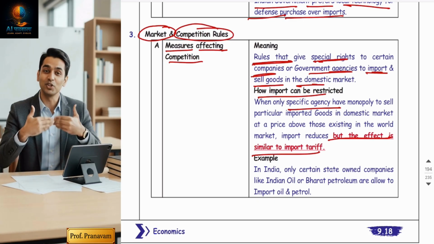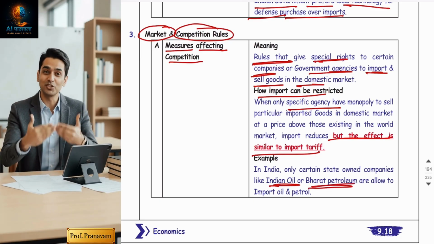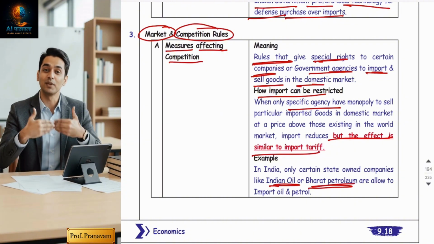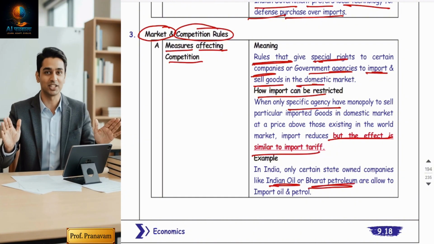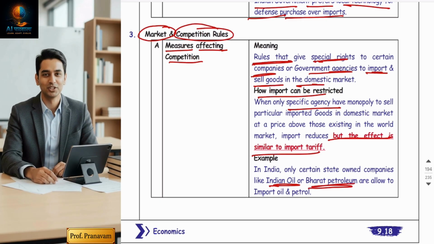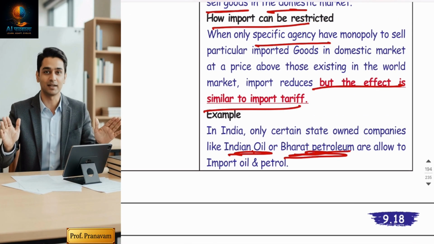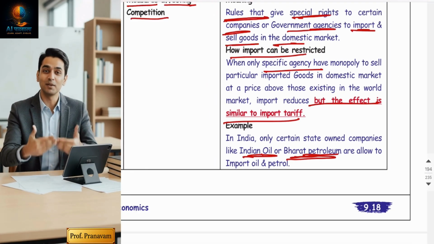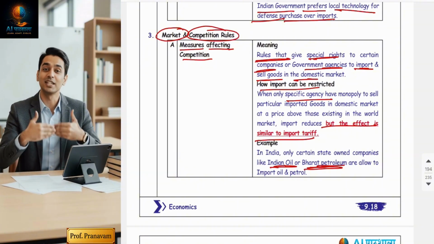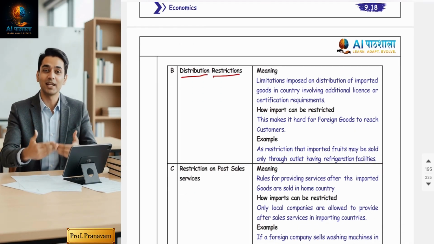The best example in India is Indian Oil and Bharat Petroleum. Whatever petroleum consumption we have, data says 80% of the petrol we import, we purchase from foreign countries, Arab countries. But all the oil companies in India are not allowed to import the oil. Only Indian Oil Corporation and Bharat Petroleum have a license to import the oil and sell it to the other companies, so that supply can be controlled over here.